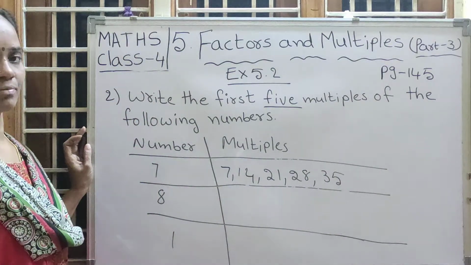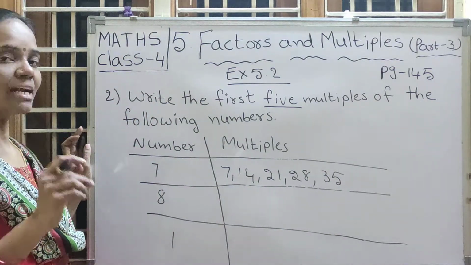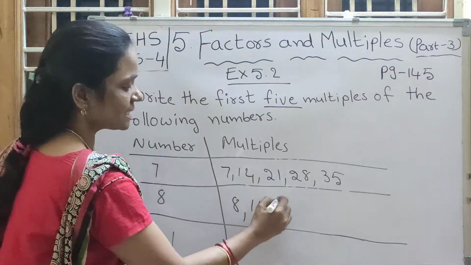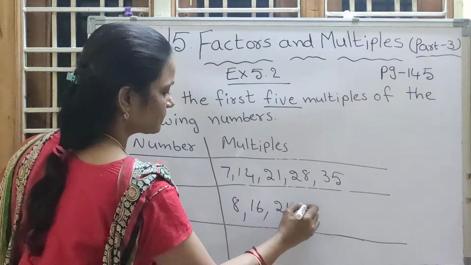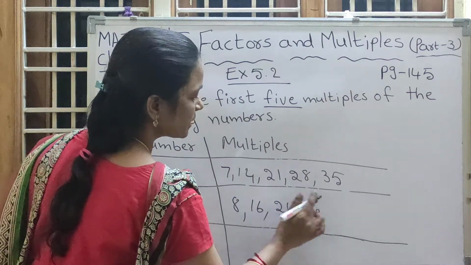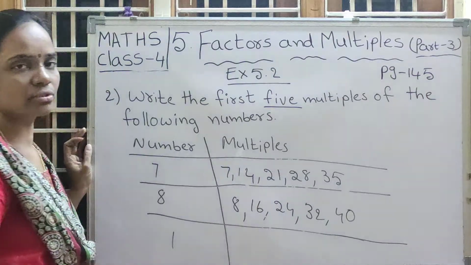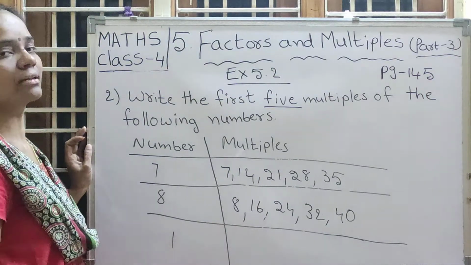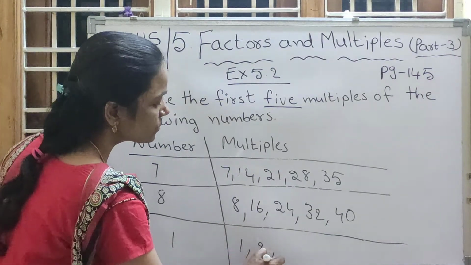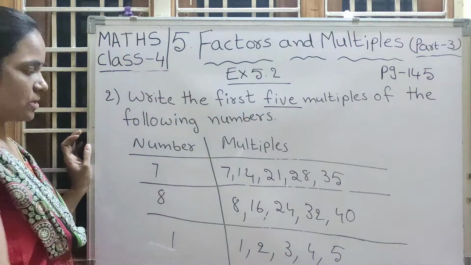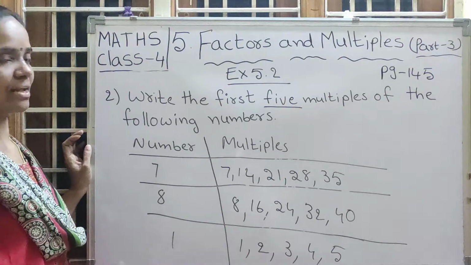Next, coming to the 8 table. Write down the first 5 multiples of 8. 8 ones are 8, 8 twos are 16, 8 threes are 24, 8 fours are 32, 8 fives are 40. Only the first 5 I wrote. Next, what are the multiples of 1? 1 one is 1, 1 two is 2, 1 three is 3, 1 four is 4, 1 five is 5. So these are the first 5 multiples of 1.